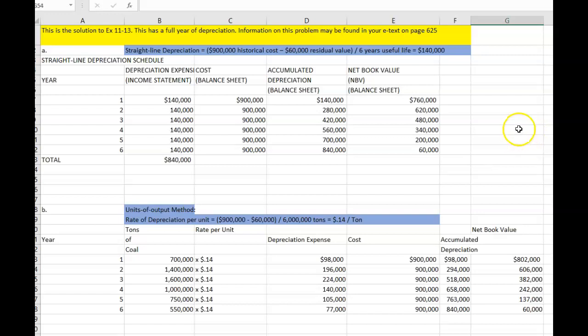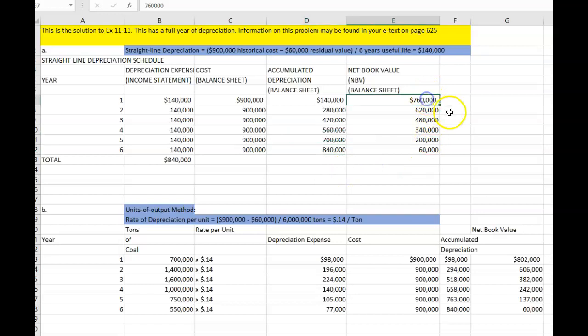With that, we create what's called a depreciation schedule. Each item in the first column shows the depreciation for that particular year. In the second column is the original cost, which never changes. In this next column, we have accumulated depreciation. Notice that it increases by the amount of depreciation each year. By the end of the 6th year, we have depreciated $840,000. And when you take cost minus accumulated depreciation, that will give us the net book value.